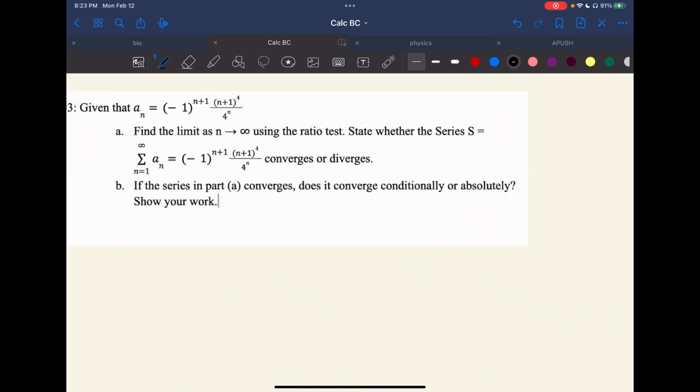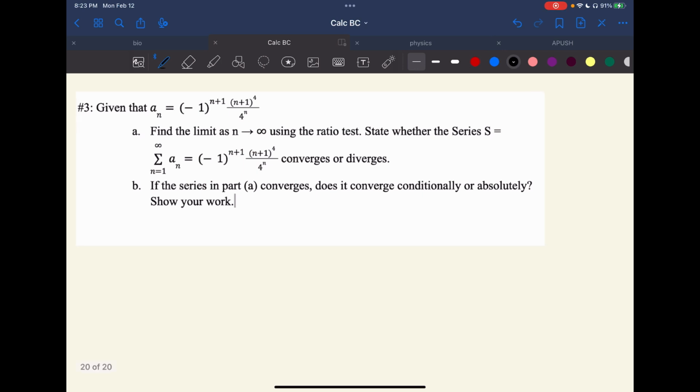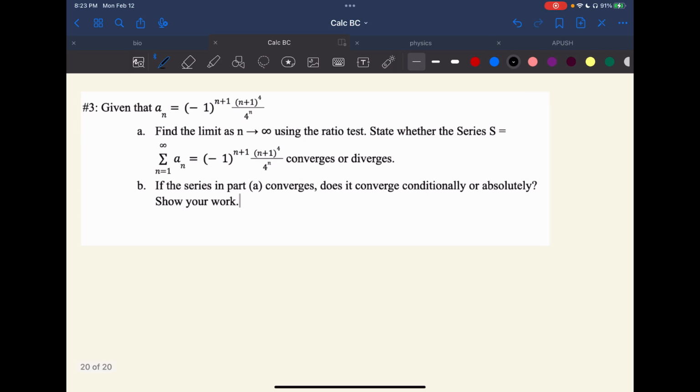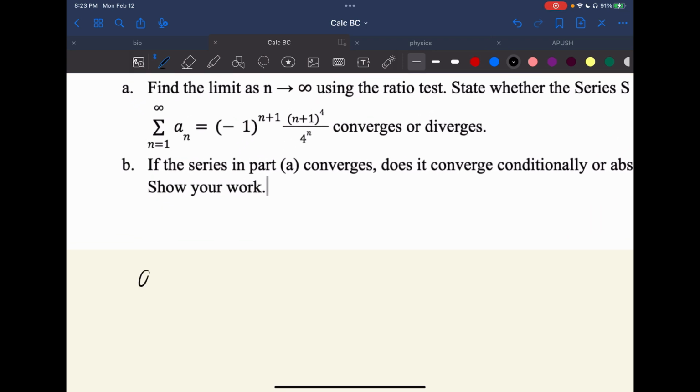Okay, so this question says, given that a sub n equals negative 1 to the n plus 1 all over n plus 1 to the fourth all over 4 to the n. Find the limit as n approaches infinity using the ratio test, and then state whether the series converges or diverges. Okay, so the ratio test states that if you have a sub n, the ratio test is the absolute value of a sub n plus 1 all over a sub n.